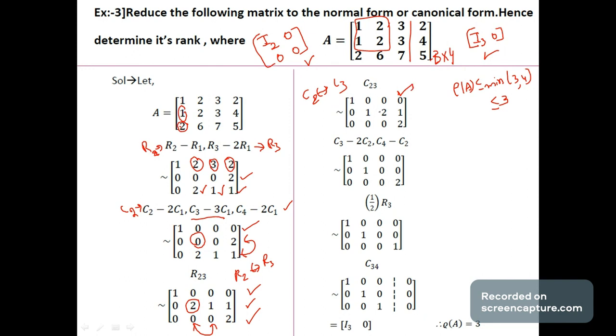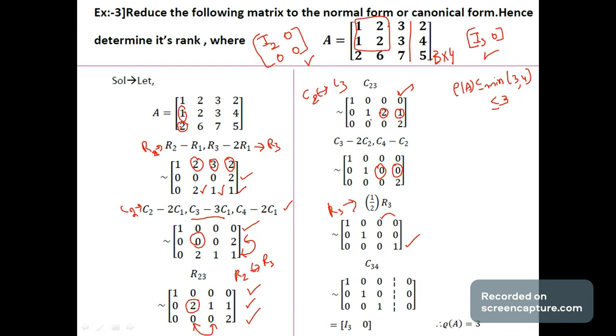So now we make this element as 0 and this element as 0. This is located in C3 and this is located in C4. So C3 tends to C3 minus 2 into C2. In the same way, C4 tends to C4 minus C2. So the 2 and 1 become 0, 0. The remaining elements are not affected. Now R3 tends to R3 by 2, to make it a 1.